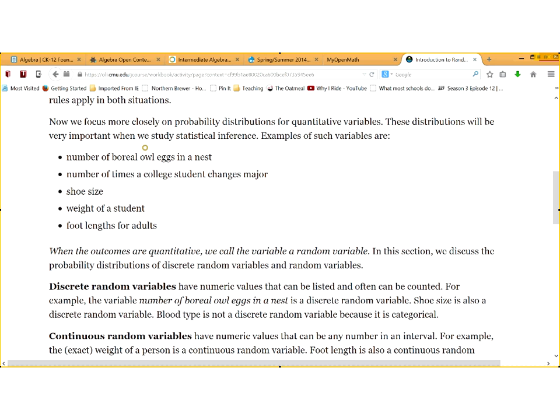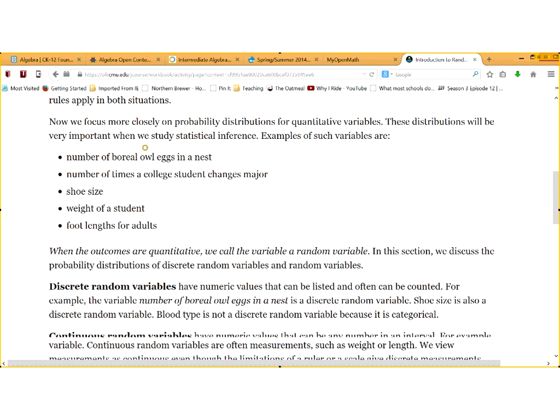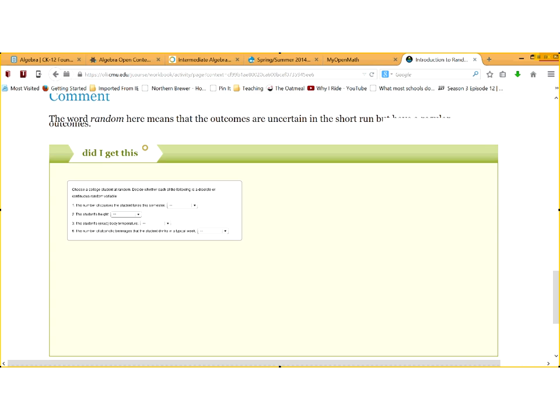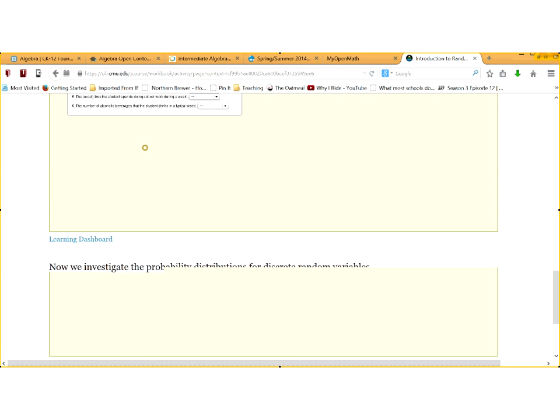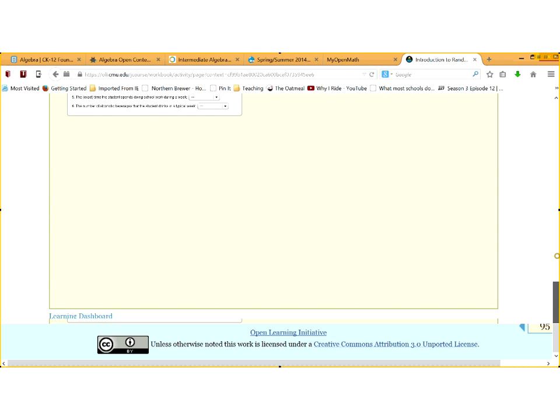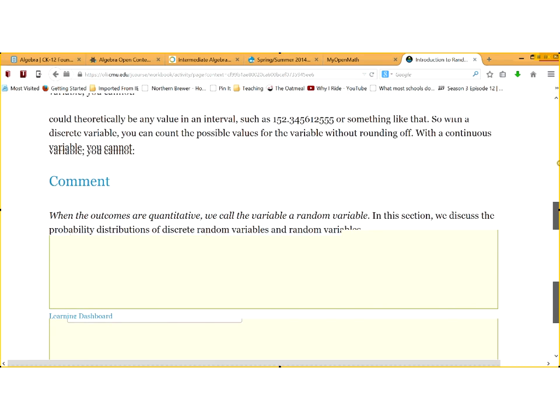But things that are usually the result of measuring, like weight and foot lengths, those would be continuous. But we don't use random variables for categorical things like blood type. It has to be something numerical. All right. Let's see here. So now we're going to look at probability distributions, as it says.